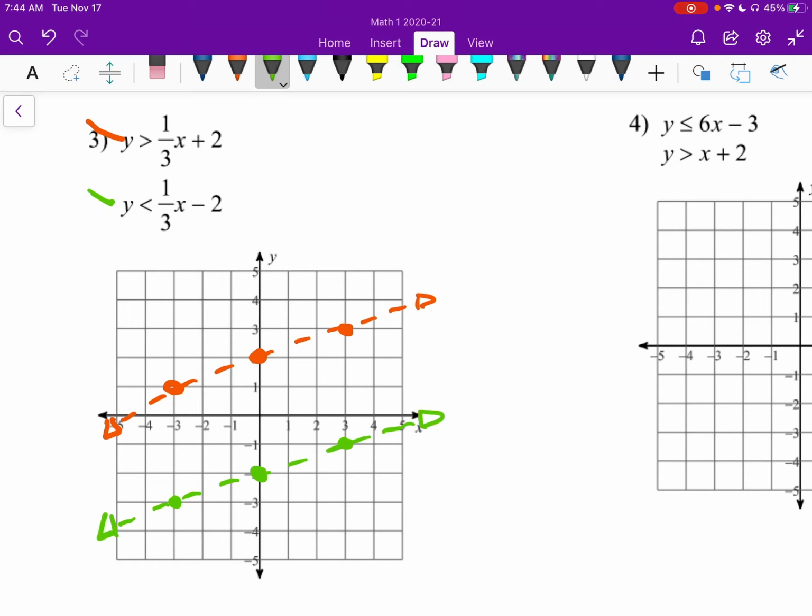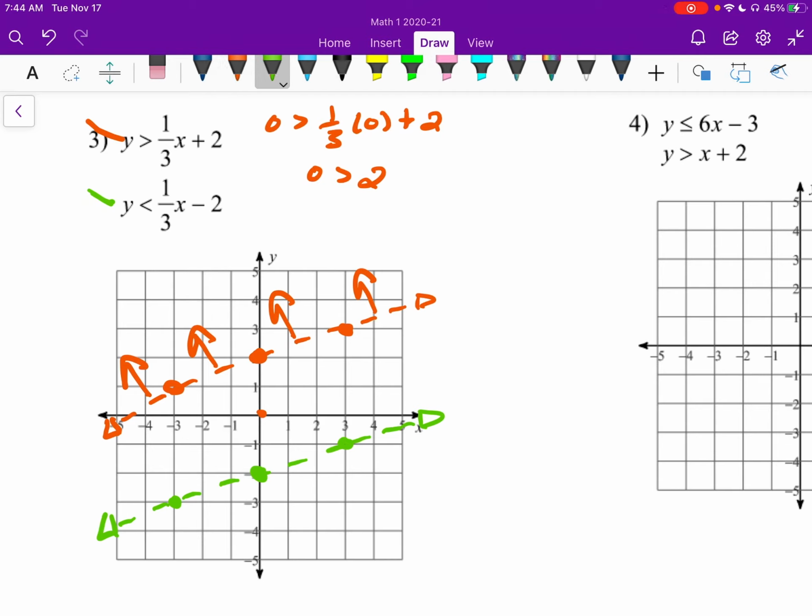Oh, I forgot to plug in for orange. Let's plug in the origin for orange. We'll plug in 0, 0, so I'll say 0 is greater than 1/3 times 0 plus 2. And the question is, is that a true statement? So I've got 0 is greater than 2. That's not true, so orange is going to shade like this. It's going to shade away from the origin.